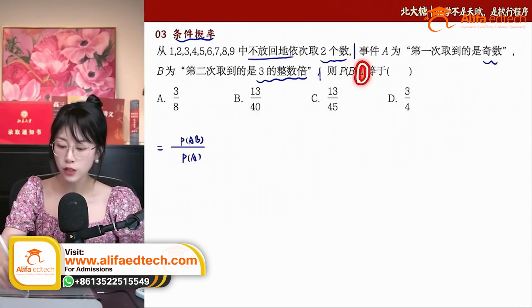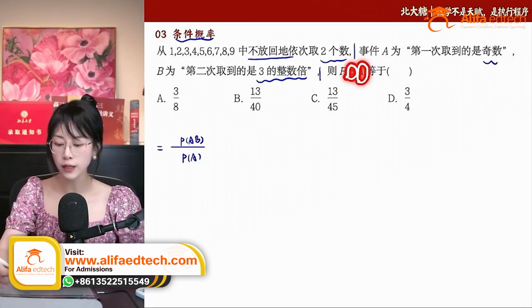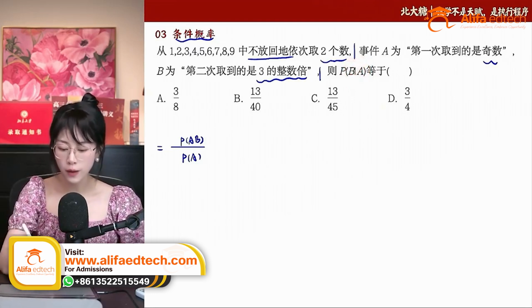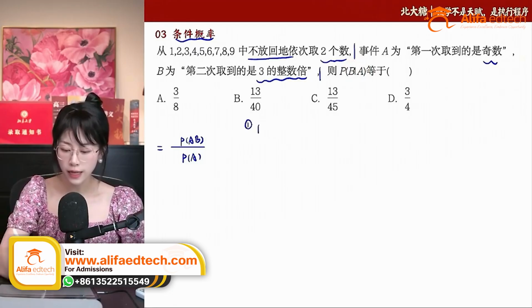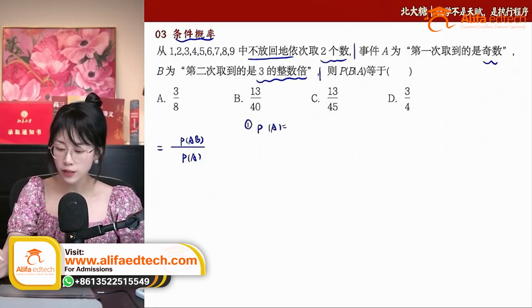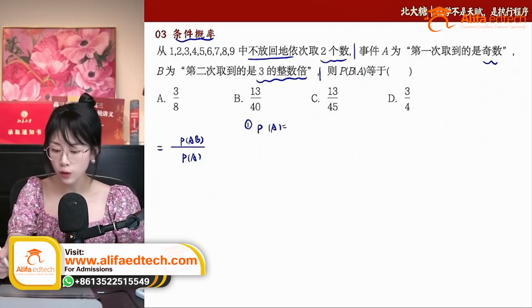Move the A to the denominator and then combine it with B to form the numerator. So now let's calculate P of A and B and P of A separately. P of A is definitely easier to calculate. It refers to the probability that we pick an odd number on the first draw.